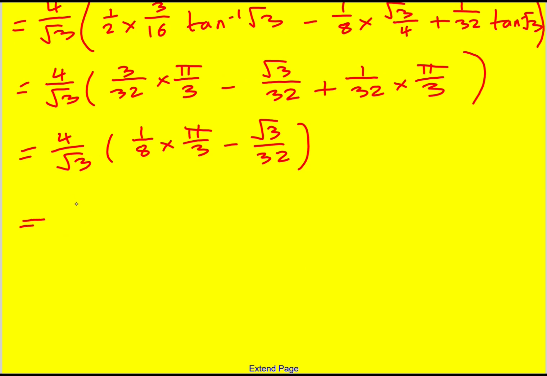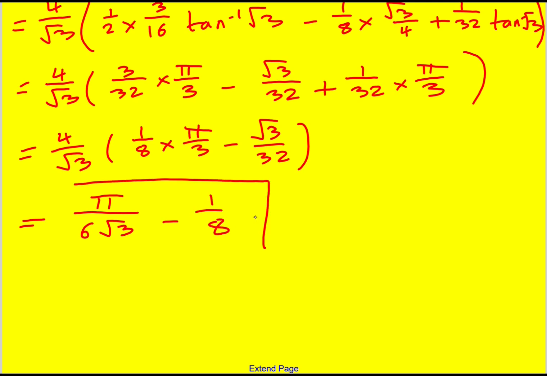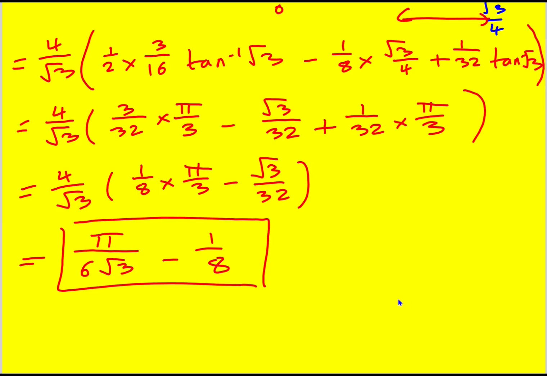And then I'll get 4 over root 3 times 1 over 8. That will become 1 over 6 root 3 pi, or pi over 6 root 3. And the other one, the root 3s are going to cancel. I've got 4 over 32. It's going to be 1 over 8. So minus 1 over 8. And that is our mean value.